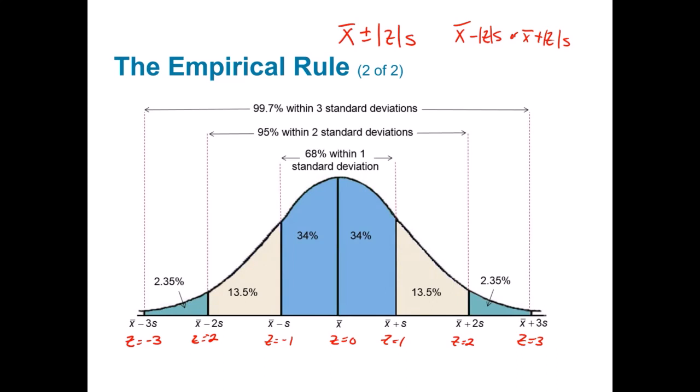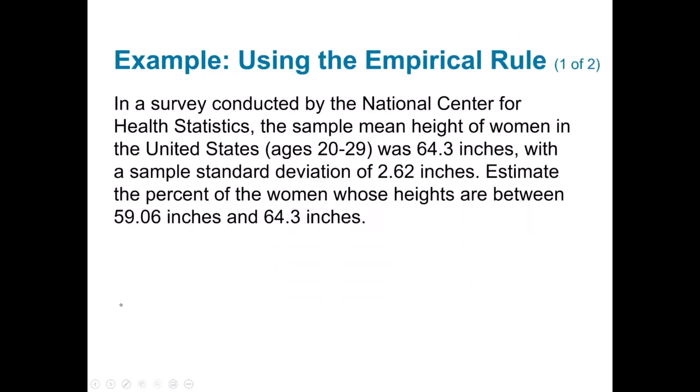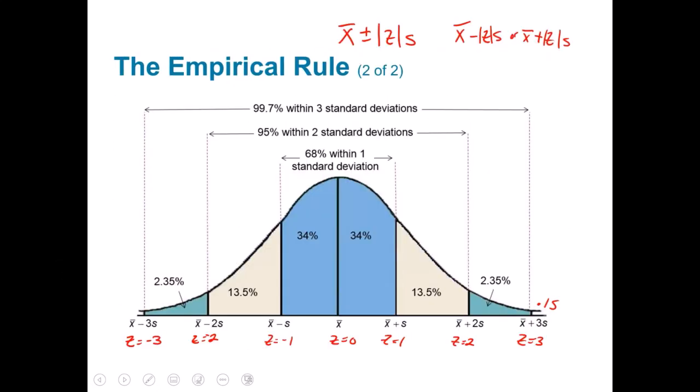So you can still get that the same way. We know how much of our data is left over after we go out beyond 3. We've got 0.3% left, and then we split that up between the two sides. So what do we get on either side? You're going to get 0.15% on either side. So you get that also from this.